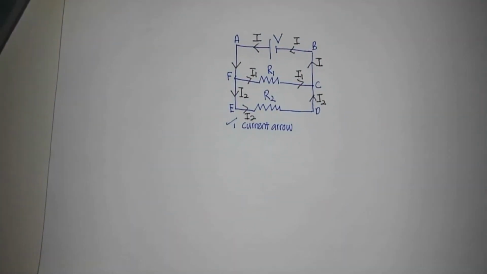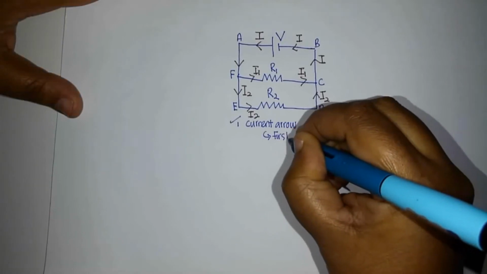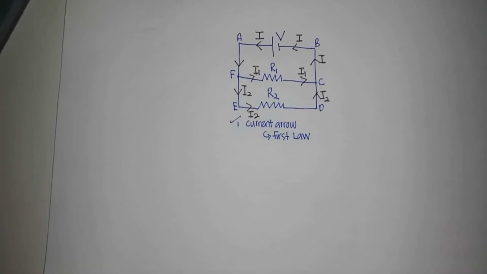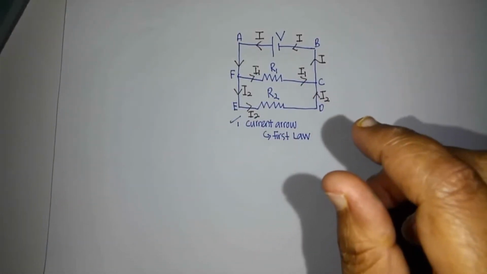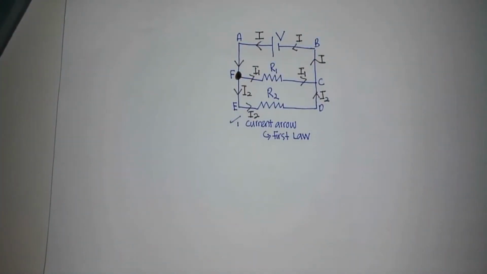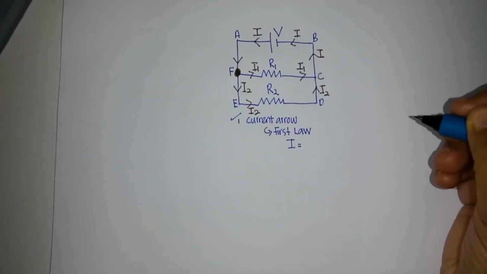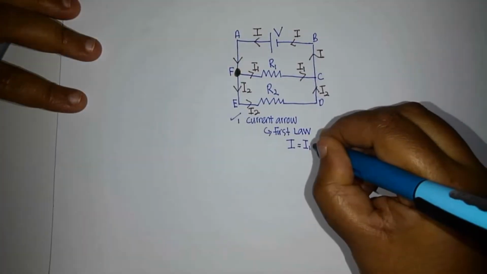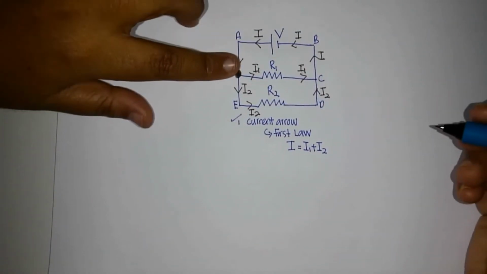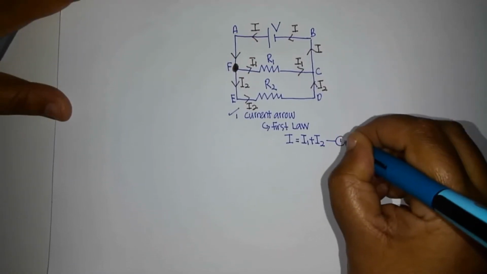So after drawing the current arrow, I apply Kirchhoff's first law. I'm going to choose any junction that I want. I'm going to take this particular junction here. The sum of current going in, I, equals the sum of current coming out, which is I1 plus I2. Kirchhoff's first law: the sum of current going in is the same as the sum of current going out. So I get the first equation.